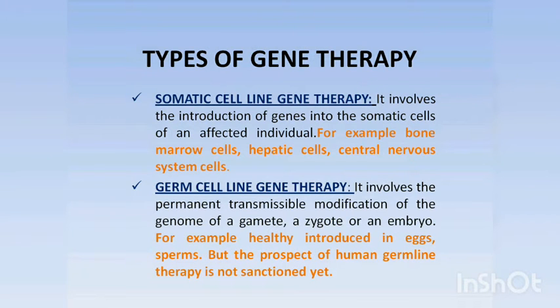Now, what are the types of gene therapy? One is the somatic cell line gene therapy. It involves the introduction of genes into the somatic cells of an affected individual. For example, the bone marrow cells, hepatic cells, and central nervous system.